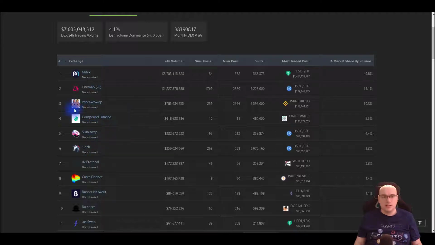PancakeSwap is coming fast behind, and SushiSwap. 1inch is not exactly a DEX, it is a DEX aggregator, so 1inch is taking the best price from all DEXes and gives the user the best price to trade his asset. So still Uniswap has a lot to give, and we will see if this V3 update will make Uniswap even better or not.